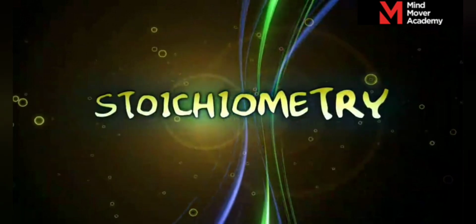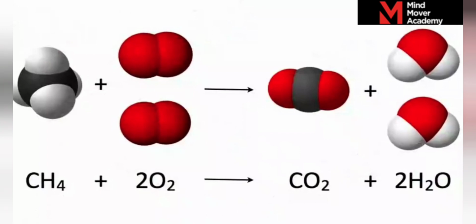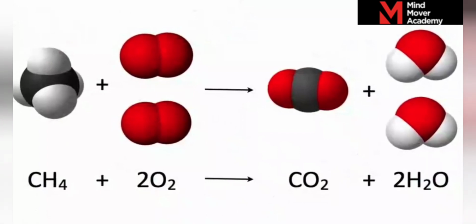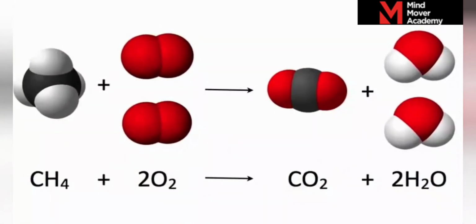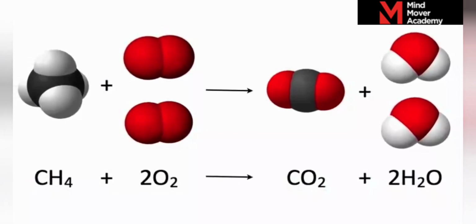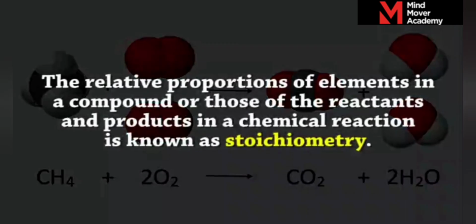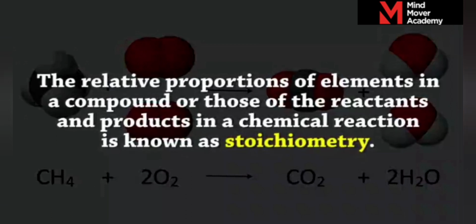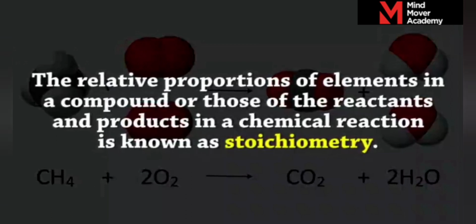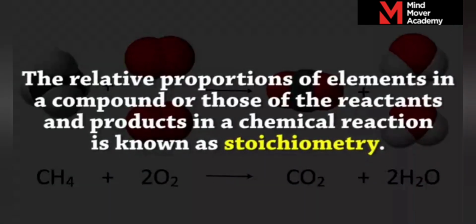Stoichiometry. We know that atoms combine in whole number ratios to form compounds, and also the reactants and products appear in chemical equations in simple ratios. The relative proportions of elements in a compound, or those of the reactants and products in a chemical reaction, is known as stoichiometry.